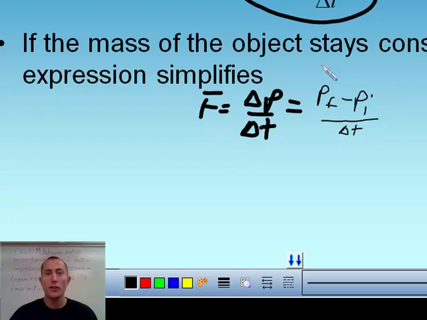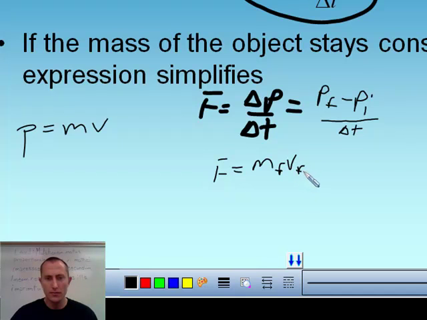And we saw earlier, we stated on the previous slide, that momentum is equal to mass times velocity. And so force then is going to be equal to the final mass times the final velocity, that's our final momentum, minus the initial mass times the initial velocity, that's our initial momentum, divided by the change in time.